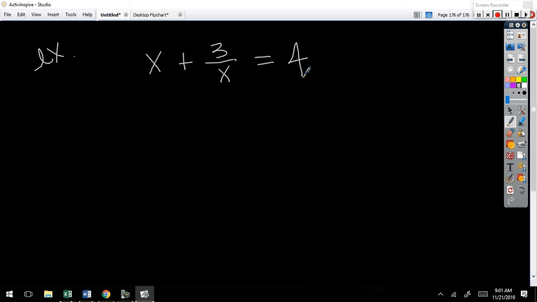What do I do first? My first step is to always try what? To factor. Can anything here be factored? No. So now I need an LCD.